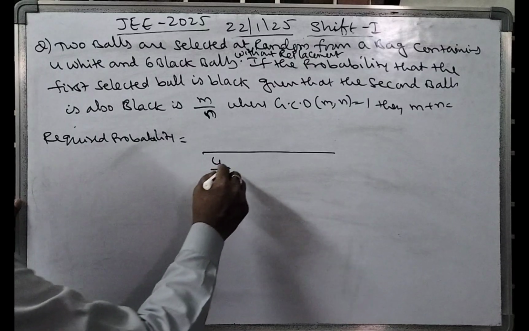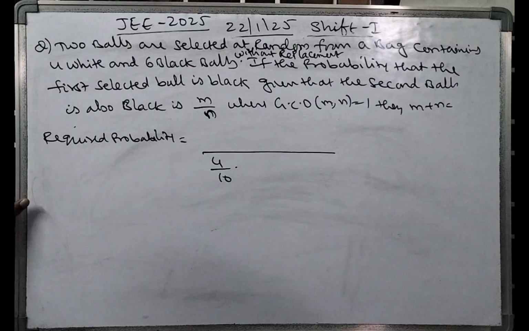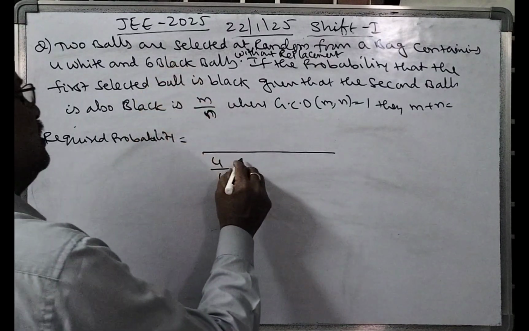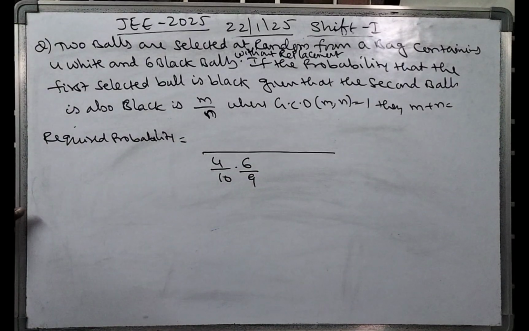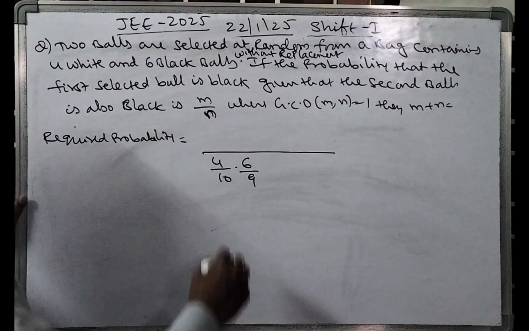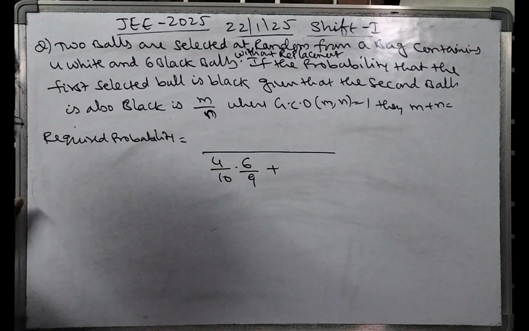4 by 10 into the second ball as black. The second ball is black means 6 black balls are there, so only 9 balls are remaining. Why? Because the first ball is drawn without replacement, and you have to select the second ball. So 4 by 10 into 6 by 9 plus.